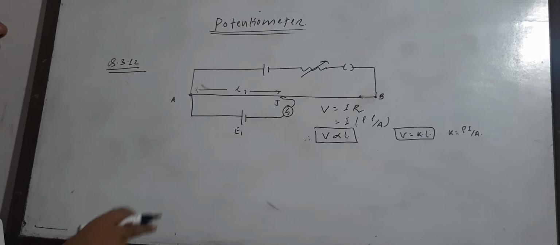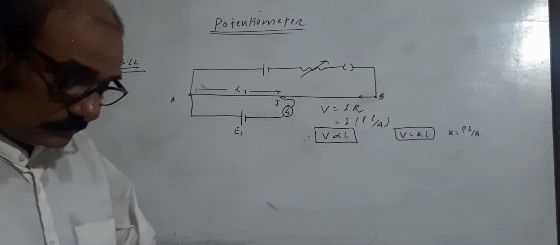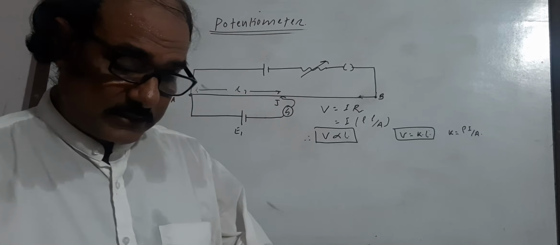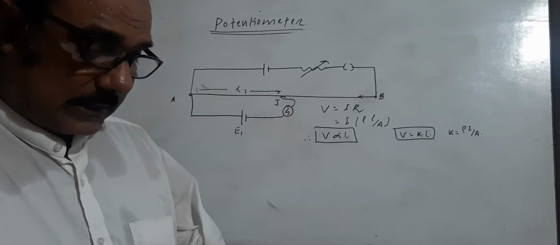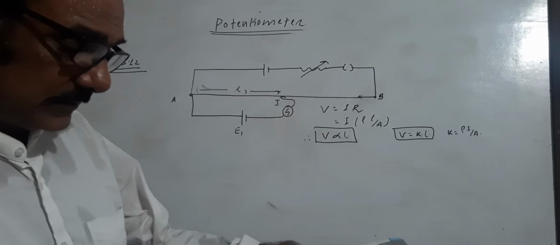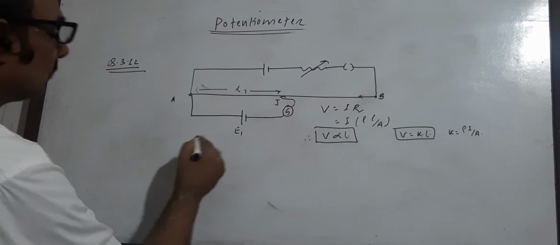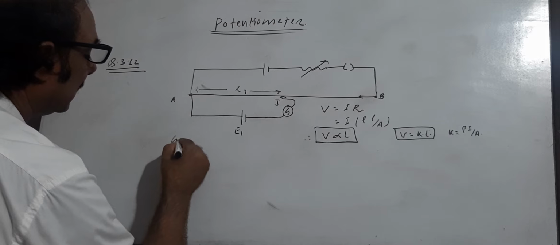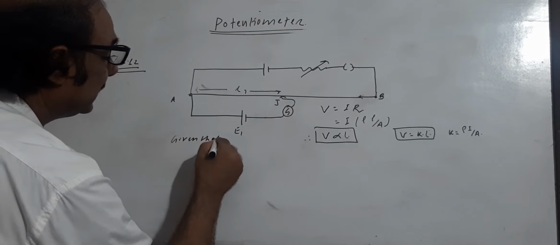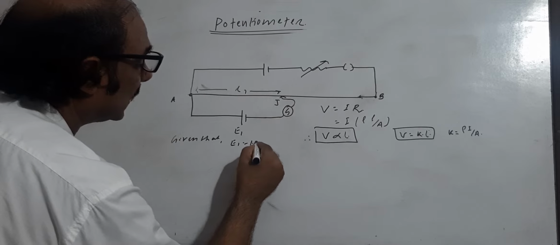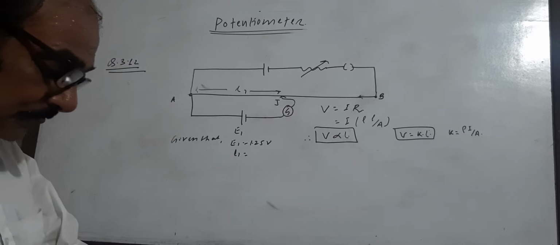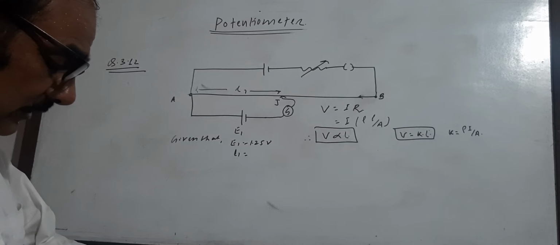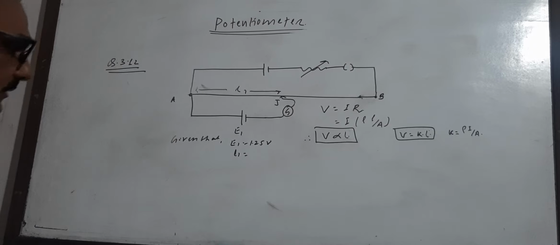Now question number 3.12, NCERT class 12. In a potentiometer arrangement, a cell of EMF 1.25 volt gives a balance point at 35.0 centimeter length of the wire. So given that E1 equals 1.25 volt, and the first balancing length L1 equals 35.0 centimeter.